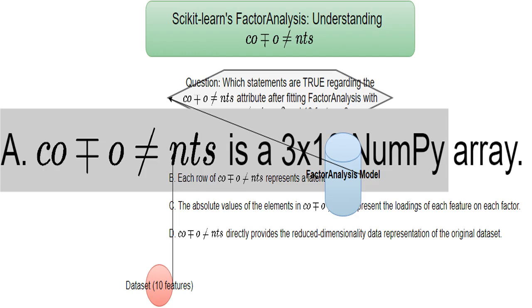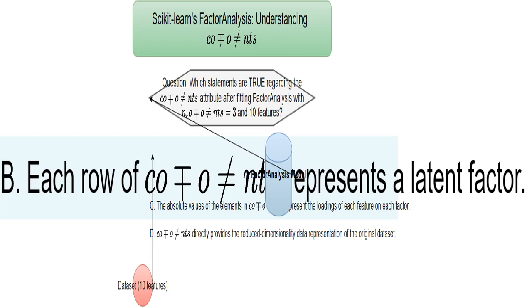This statement checks if you understand the dimensions of the components array. In factor analysis with 3 components and 10 original features, I expect the result will be a 3 by 10 array. Each row represents a component, a latent factor, and each column represents a feature. This is about understanding how factor analysis organizes its results. Each row of the components array describes one of the 3 latent factors that explain the data. I'm checking if you understand this key concept.